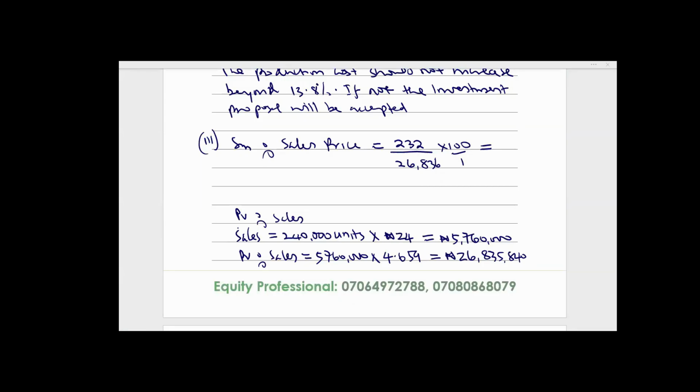232 divided by 26,836 equals, then multiply by 100. That's 0.86, which is about 0.9%.